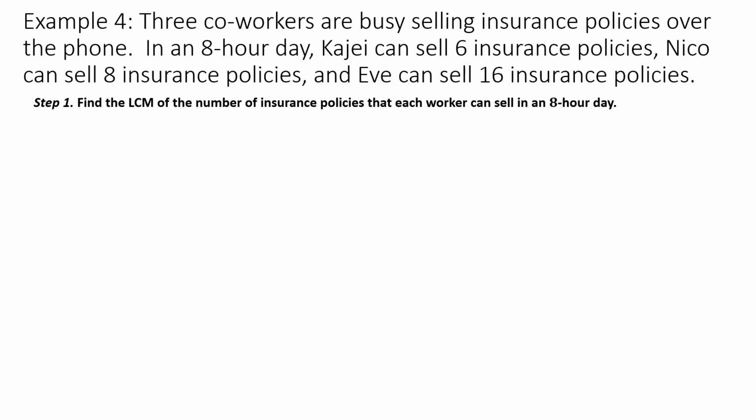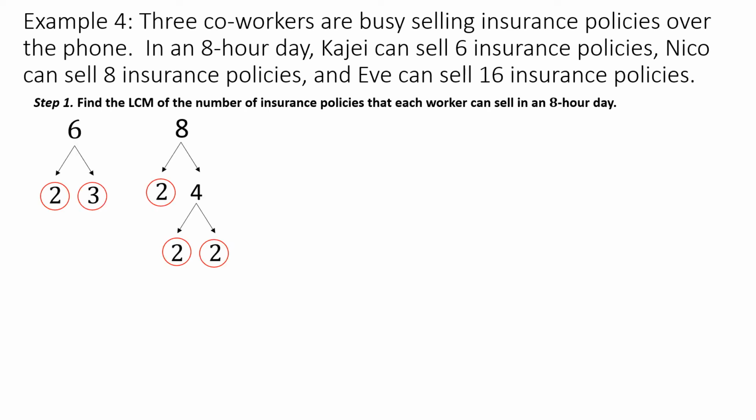So remember, our first step in this process is to find the prime factorizations for each of the numbers, which I have done here for you. And I've circled the prime numbers in red for each of the numbers. And these numbers are critical in our method to find the LCM.